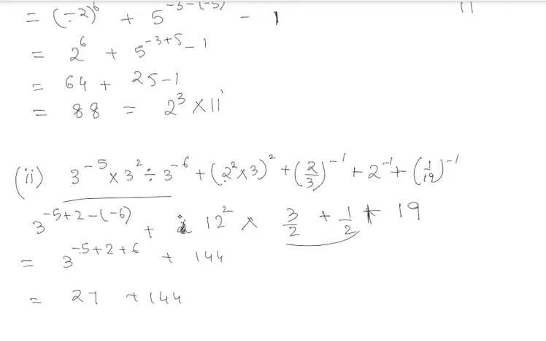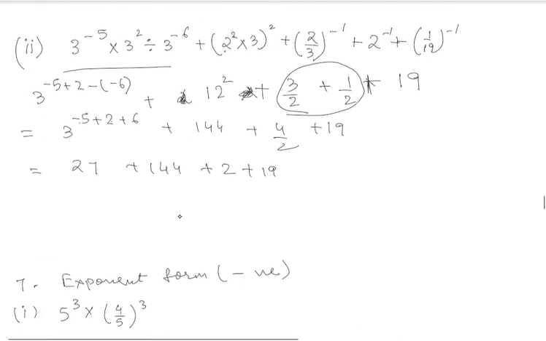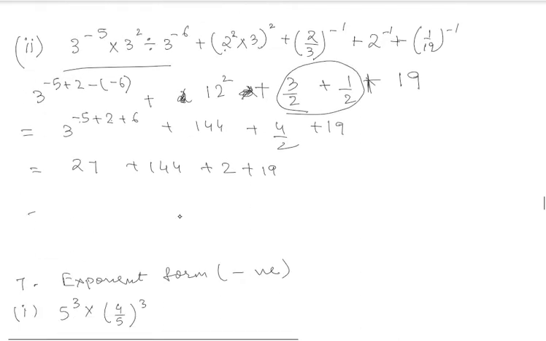3 by 2 plus 1 by 2 is 4 by 2. I'm sorry for the multiplication sign. 4 by 2 is just 2, and then plus we have 19. So the addition answer for this would be 19 plus 2 is 21. 21 plus 164 will be 165. 165 plus 20 is 185. 185 plus 7 is 192.